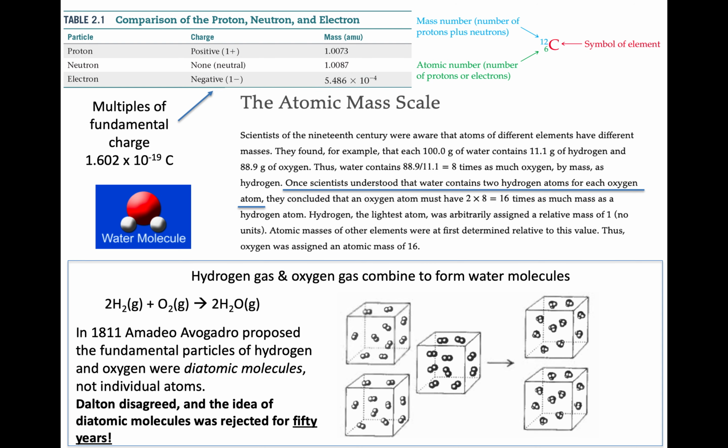Not well. Dalton was a scientist with greater clout in this era, and he disagreed with the idea. And so the notion of diatomic molecules was rejected for about 50 years. It wasn't until 1860, when it was revisited once again, that this idea of diatomic molecules was actually accepted by chemists.